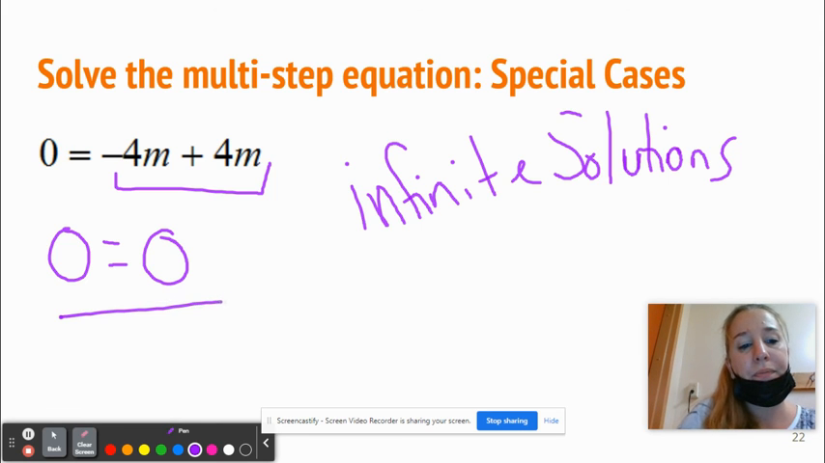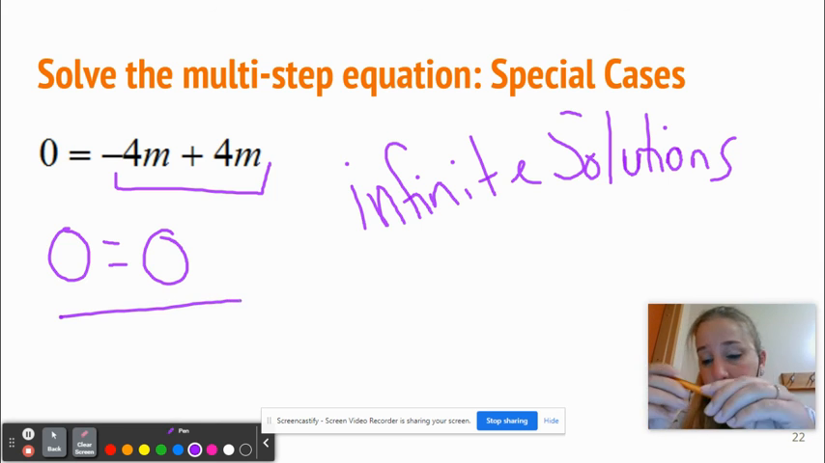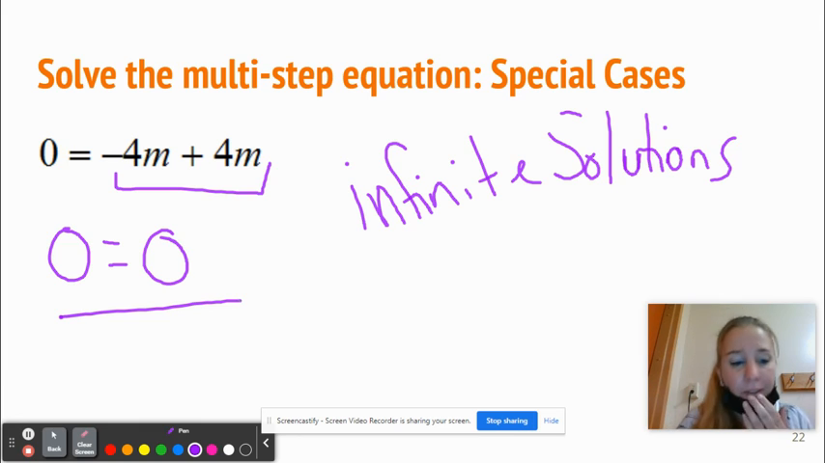So 0 equals 0, 6 equals 6. Anytime it's a true statement, anything's going to work.